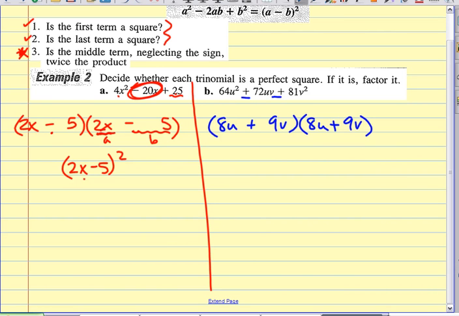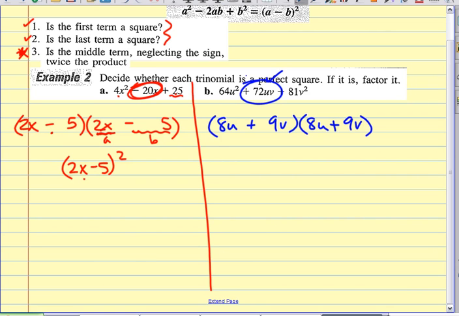All right. Now, the thing I'm looking for is this: 72uv. All right. Max, what do I get when I multiply 8u times 9v? 72uv. All right, but we still have to double it. So double 72uv. What does that give you? 144uv, right? Is that what we're looking for?